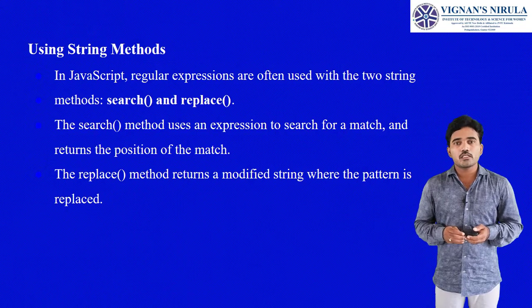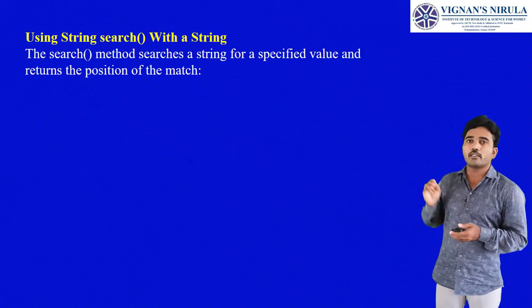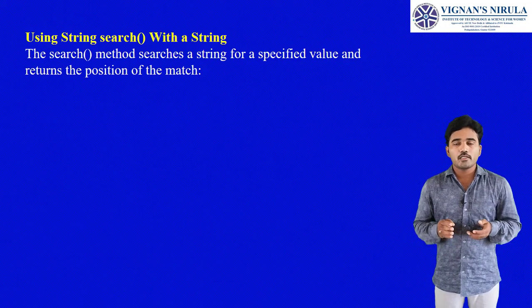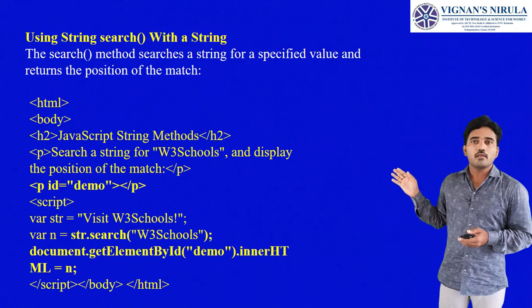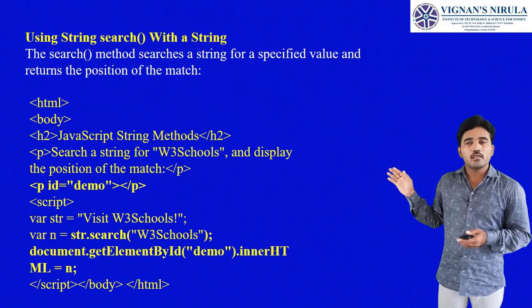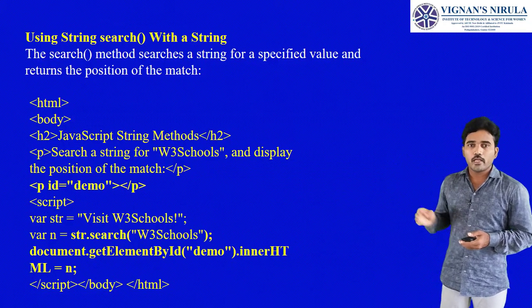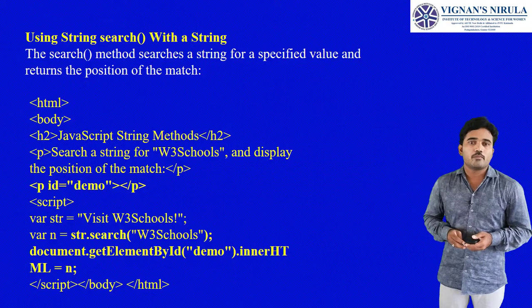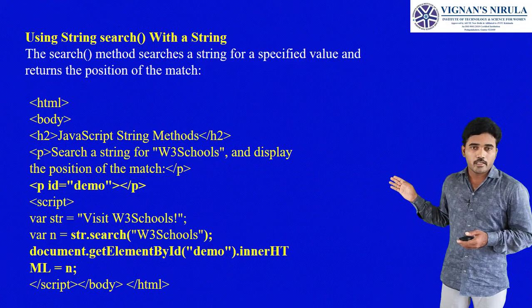Now we need to discuss the search method and the replace method. First we will discuss the search method with a string. The search method searches a string for a specified value and returns the position of the match. Coming to the example, in the body I have taken a heading, JavaScript string methods, and thereafter a paragraph, search a string for W3 schools and display the position of the match. Then I have written an empty paragraph with the ID demo.